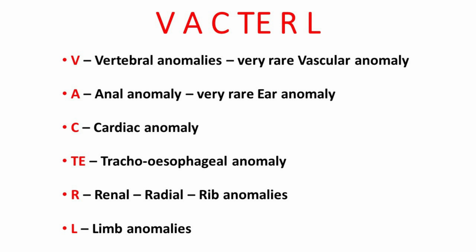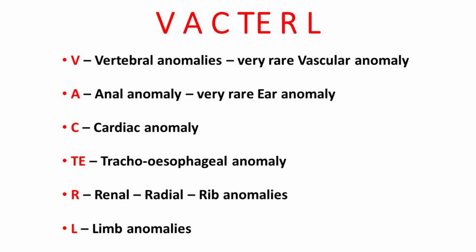We'll go to expansion of the acronyms. V is for vertebral anomalies and very rarely V is for vascular pattern too. A acronym is for anal defects. Very rare we will have ear anomalies coming, so they call it as auricular anomalies. So A. C acronym is for cardiac anomalies. TE indicates tracheoesophageal fistula due to atresia, esophageal atresia.